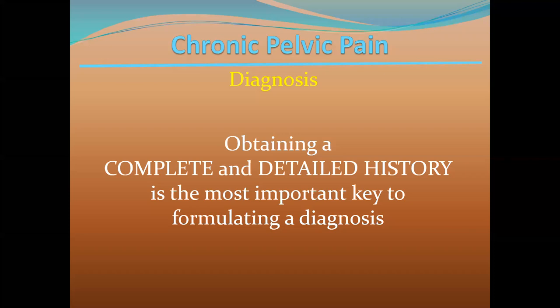Then there is the past surgical history. Was she previously treated for endometriosis or endometrioma, or did she have repeated surgeries, which can cause adhesion formation? Did she have laparoscopic surgeries or conventional laparotomies? So you have to come to the diagnosis with her detailed history. Then come the examinations.